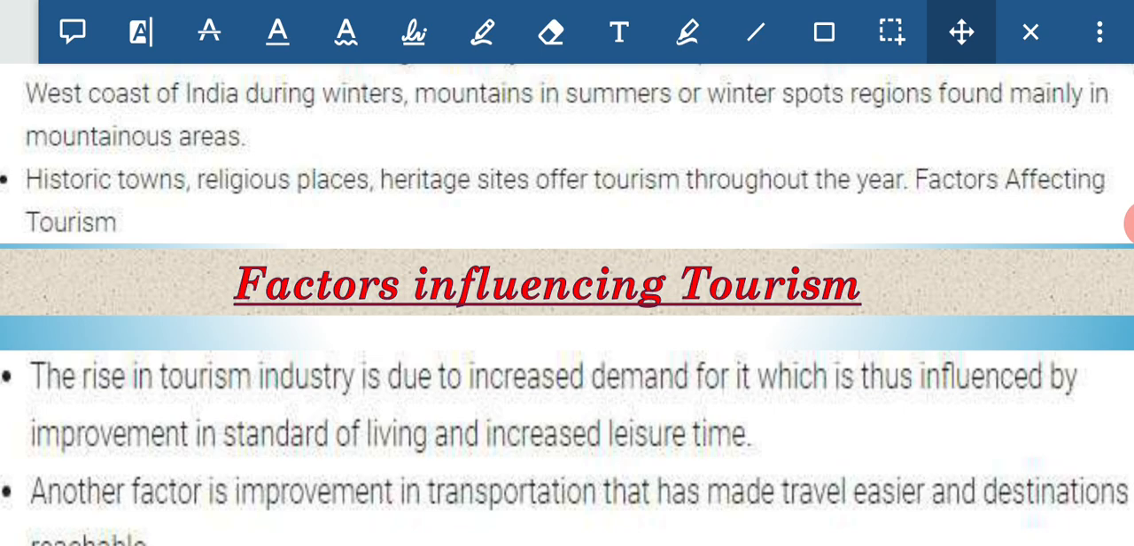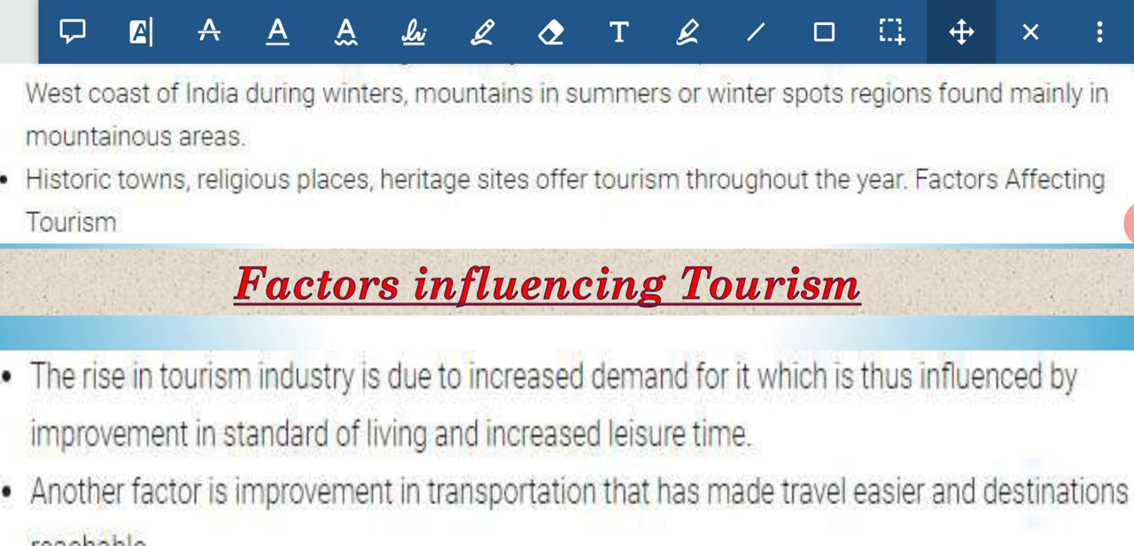And the second factor is transportation, improved transportation. Now suppose you want to move to the Andaman and Nicobar Islands, and you have a very short period of time. If you are moving by water transport, in the meantime your holidays or your vacation period will be over. So you will not be able to enjoy the island group.